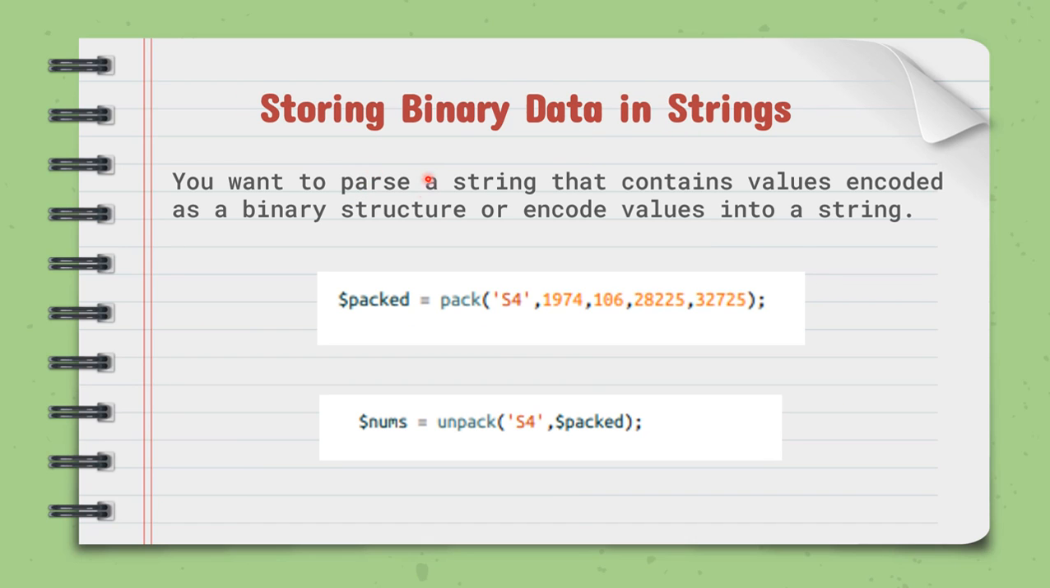So next we have storing binary data in a string. You want to parse a string that contains a value encoded as a binary structure, or encode a value into a string. So we just pack and unpack it. In the pack we have to pass the argument and the name of it. We just unpack it by this. Okay, and we have to give it the values too.